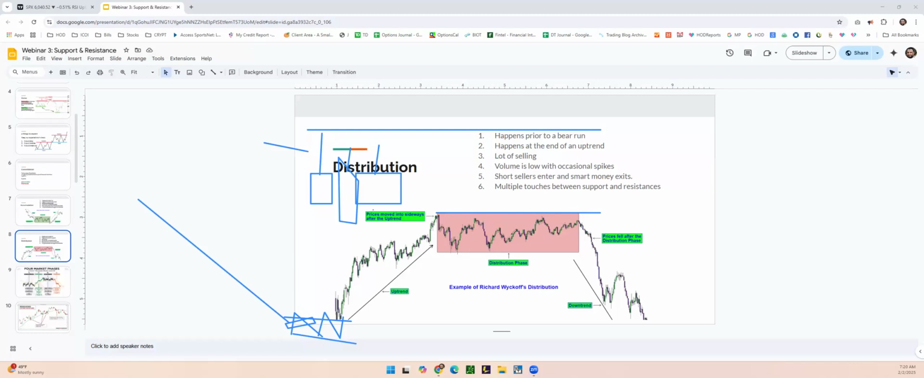And that area is called the distribution phase. Think about it as distributing their wealth, right? People are taking their profits in this area, but this is also known as a resistance, right? This line up here is known as resistance. This is support. So people bought down here, and now people start selling.